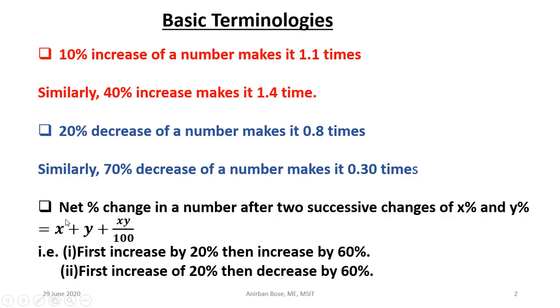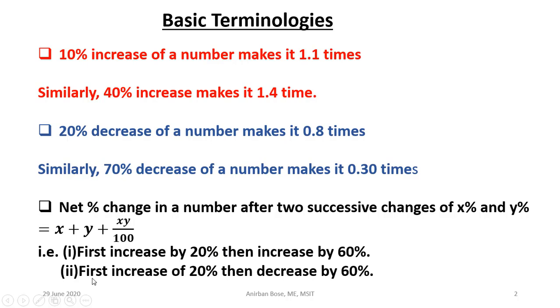Now, a very important formula: the net percentage change in a number after two successive changes of x% and y% is equal to x plus y plus xy divided by 100. Suppose a particular price first increases by 20% and then increases by 60%. We simply write this formula where x will be 20 and y will be 60, and in this way we can find out the net percentage increase of that price.